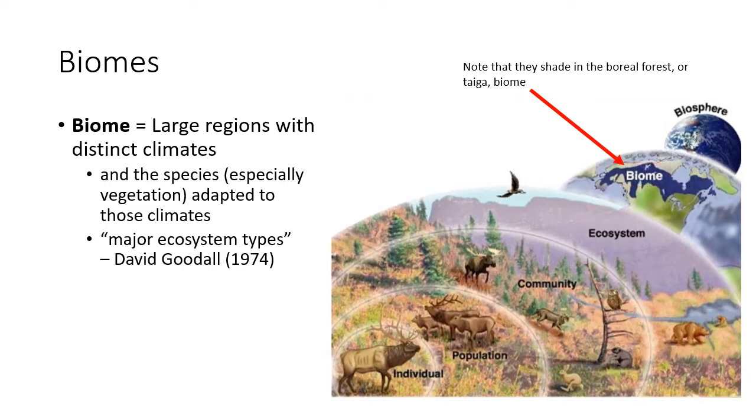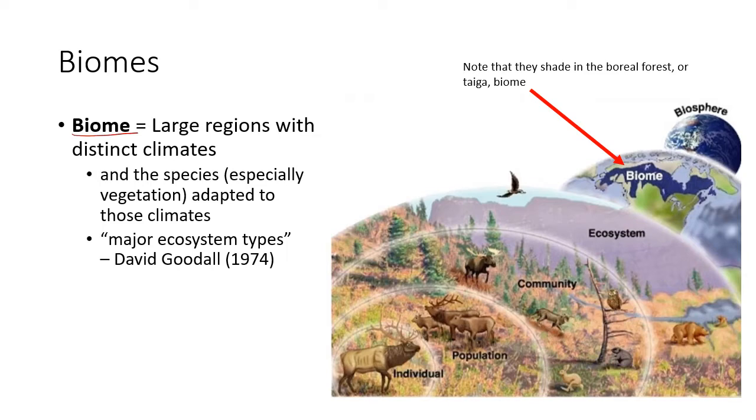So in this example, the biome that they're showing is the boreal forest. The boreal forest is one of the largest biomes. It covers much of the land area in the northern hemisphere, and a little bit in the southern hemisphere, like down in Patagonia. And it has a very distinct climate. A biome specifically is a large region with a distinct climate. It also has the species that are adapted to that climate.